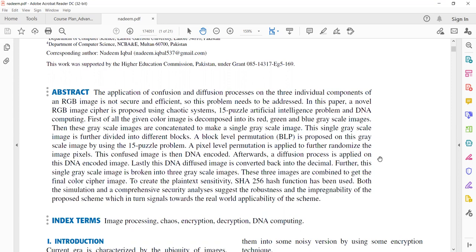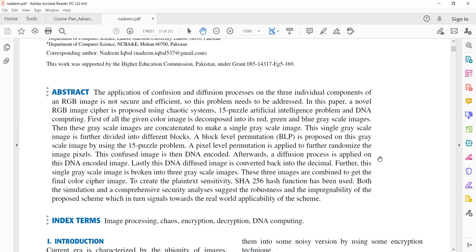First of all, an RGB image was input. Then to scramble the images, the 15 puzzle artificial intelligence problem was applied over the components of the color image. Apart from that, block level permutation was applied to further diffuse the image. Moreover, pixel level permutation was applied to further randomize the image pixels.